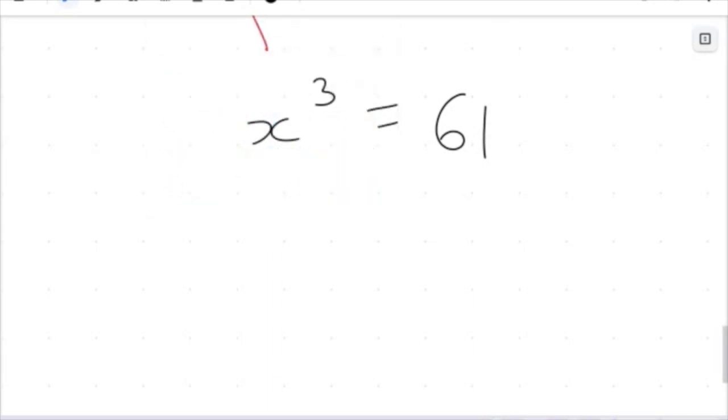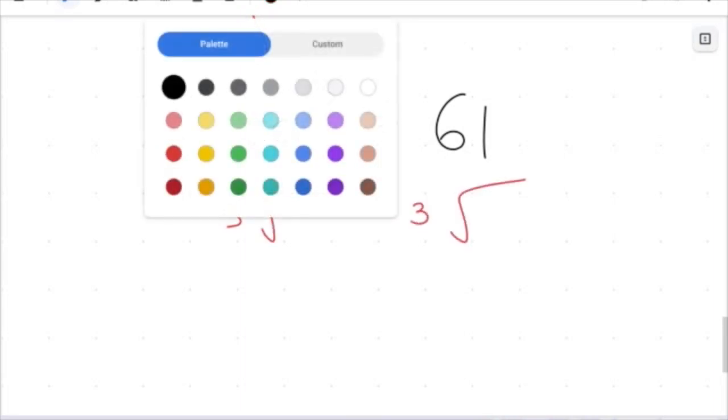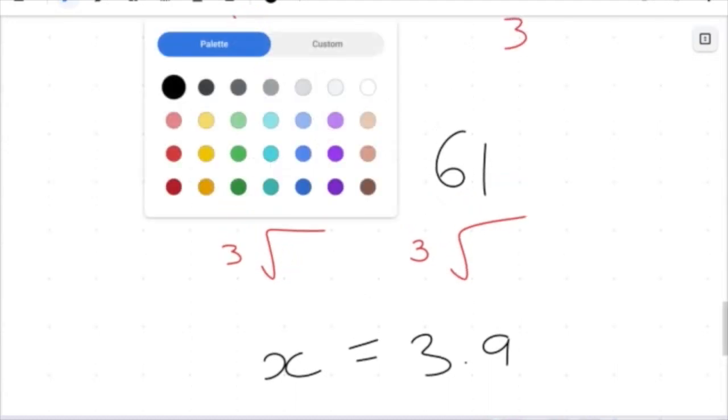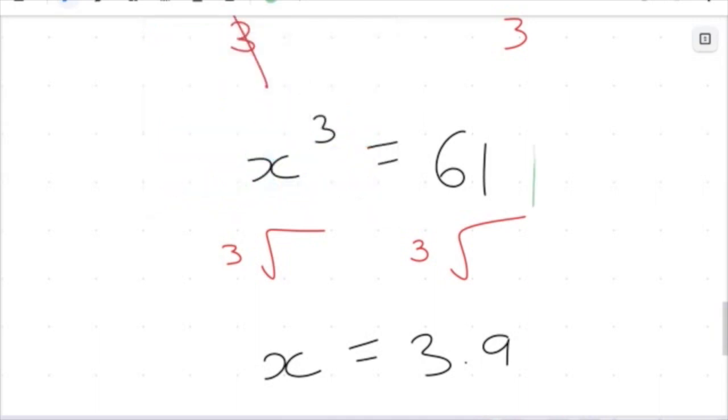And now that I get to this step, it just becomes the same thing that we did right at the very start, which is that once we have something in this form, I can always just take the cubed root of both sides to get me the value of x. And taking the cubed root of 61 gives us a messy number, so we're going to just round that to 3.9.